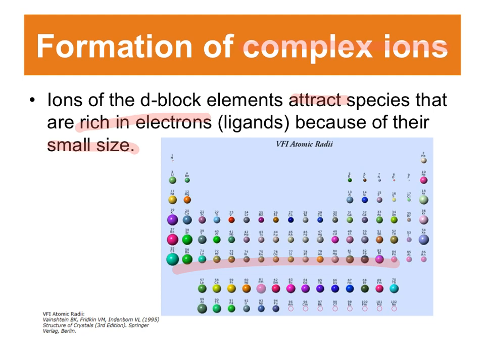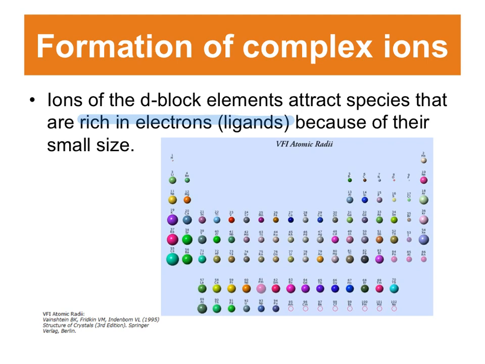But the atoms that we're looking at in the first row have this very small atomic size, and therefore their nuclear pull can really still be felt. There's very little shielding and very small distance. So we're going to be pulling in species that are rich in electrons and therefore forming complex ions very readily.